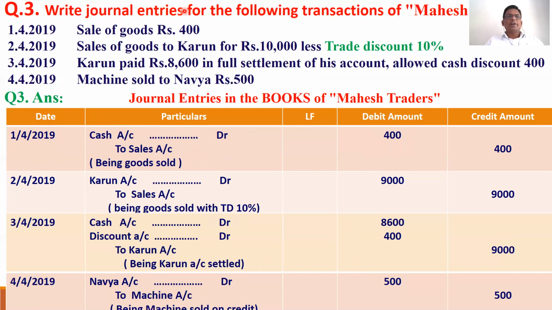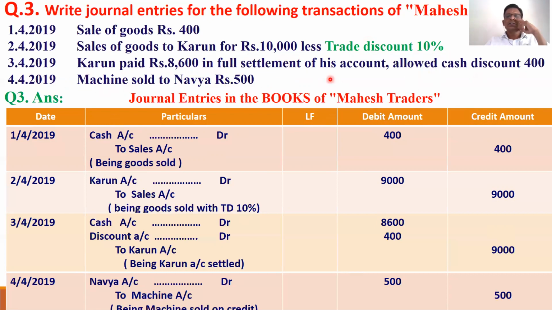So third problem: write journal entries for the following transactions. Sale of goods for 400. Second, sale of goods to Karun for 10,000, less trade discount 10%. Third, Karun paid 8,600 in full settlement of his account, and we allowed a cash discount of 400. Fourth, machine sold.